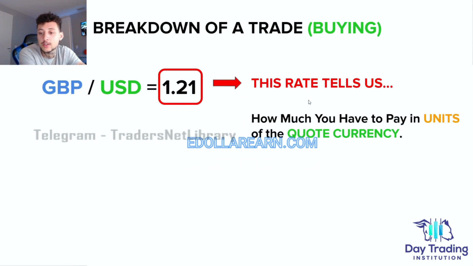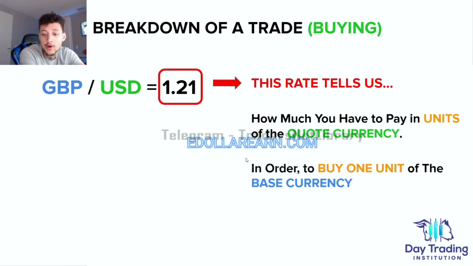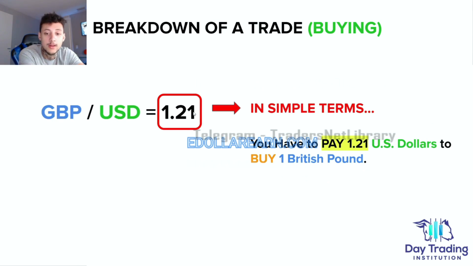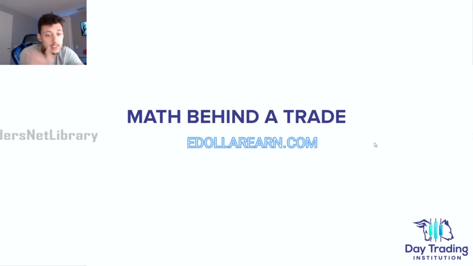So all the exchange rate tells us is how much money you have to pay in units in terms of the quote currency, because everything works off of units. And then, to simplify things, it's going to be into lot size. So in order to buy 1 unit of the base currency, you have to pay 1.21 US dollars to buy 1 British pound if you're going to be going long. And again, this is the base currency. So to buy 1 British pound, we have to pay 1.21 US dollars, and that's done through units and lot sizes. Now what if you're looking to go short? Again, it's the same thing. In simple terms, you will receive 1.21 US dollars when you sell 1 British pound. It's as simple as that.